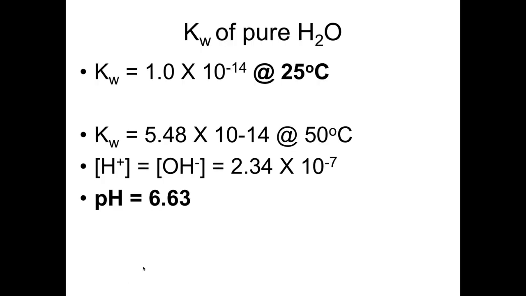So Kw of pure water, as I indicated, is 1.0 times 10 to the negative 14 at 25 degrees Celsius. It'll differ depending on the temperature. For instance, at 50 degrees Celsius, Kw is going to be 5.48 times 10 to the negative 14, and therefore the pH is going to be different. So, surprisingly enough, distilled or pure water at 50 degrees Celsius has a lower pH than it does at 25. Again, there are more collisions, and therefore more autoionization of water, which slightly tempers it to a slightly lower pH.